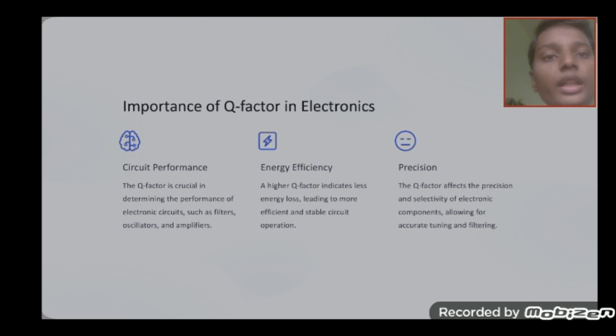Importance of Q factor in electronics. Circuit performance. The quality factor, or Q factor, is crucial in determining the performance of electronic circuits such as filters, oscillators, and amplifiers. Energy efficiency. A higher Q factor indicates less energy loss, leading to more efficient and stable circuit operation. Precision. The Q factor affects the precision and selectivity of electronic components, allowing for accurate tuning and filtering.